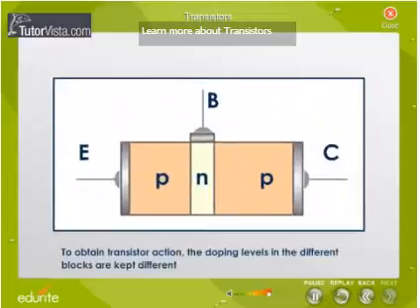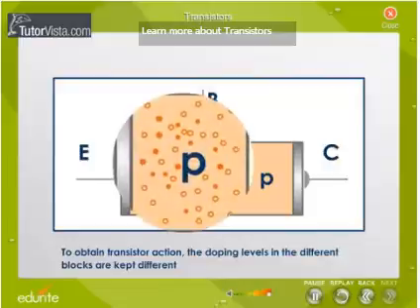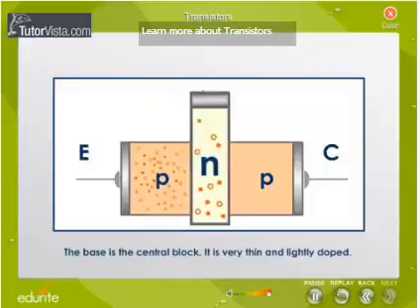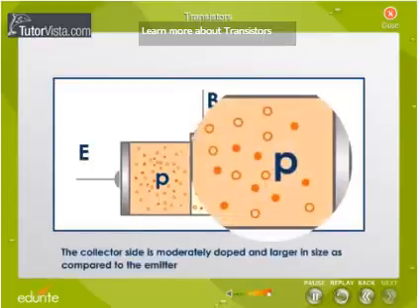To obtain transistor action, the doping levels in the different blocks are kept different. The emitter is of moderate size and heavily doped. The doping supplies a large number of majority carriers. The base is the central block. It is very thin and lightly doped. The collector collects a major portion of the majority carriers supplied by the emitter.